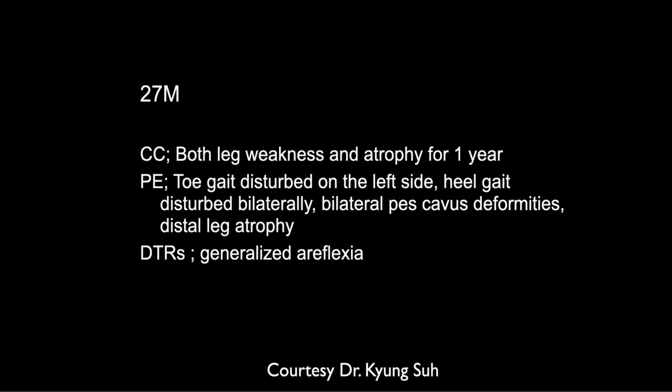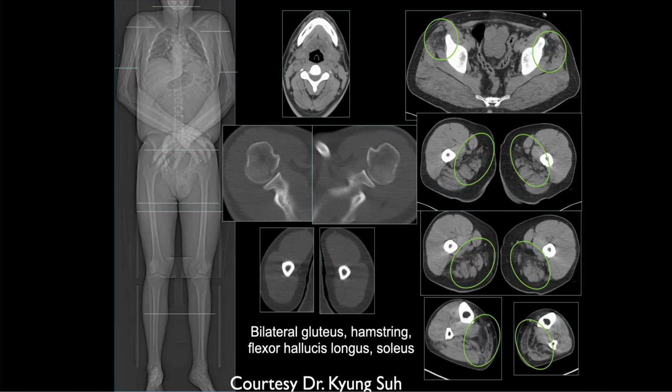All right, 27-year-old male, both leg weakness and atrophy for 1 year, toe gait disturbed on left, heel gait disturbed bilaterally, pes cavus bilaterally, and distal leg atrophy, generalized areflexia. All right, so definitely atrophy of the rectus muscles and I guess adductors and gracilis. Okay, so you'd be worried about some sort of a congenital syndrome, I guess, here.